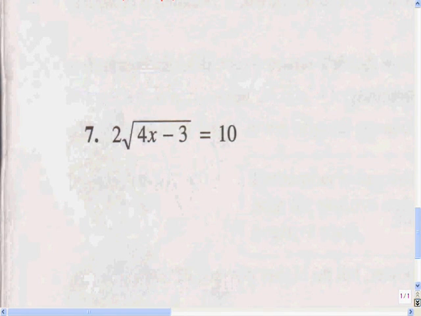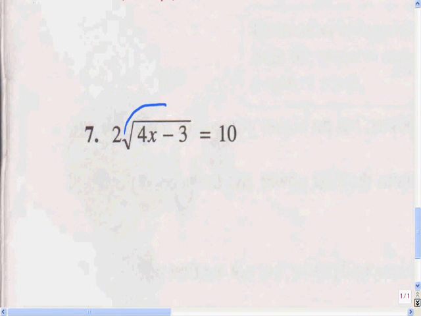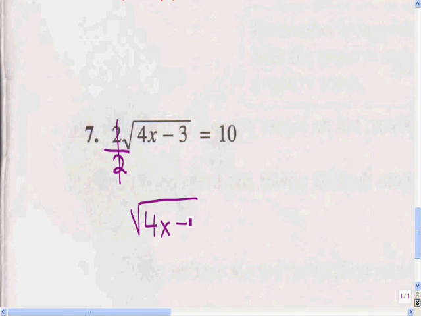Okay, what's the first step? We've got to isolate the radical, right? We've got to isolate this radical. Well, what number do we have to get rid of so that this radical is by itself? We want this by itself. What number do we have to get rid of? Got to get rid of the 2, right? But what I do to one side, I have to do to the other, so I'm going to divide this side by 2 also. What I get is 10 divided by 2 equals 5.